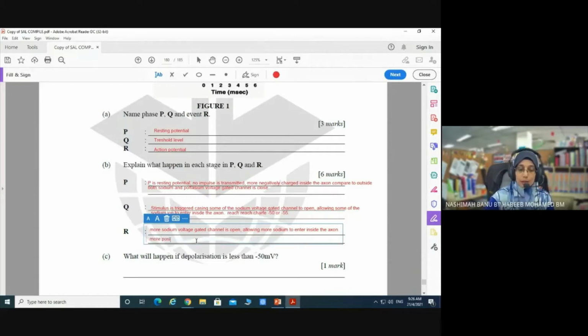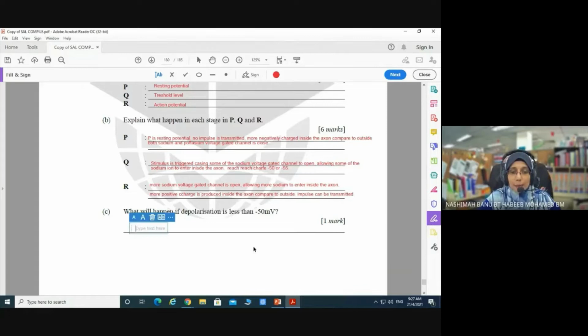More positive charge is produced inside the axon compared to outside. Okay, so when there is more positive charge inside the axon compared to outside, the impulse can be transmitted. Alright, so done. You just have to recall all the information when we discussed each stage. Okay, so like that.